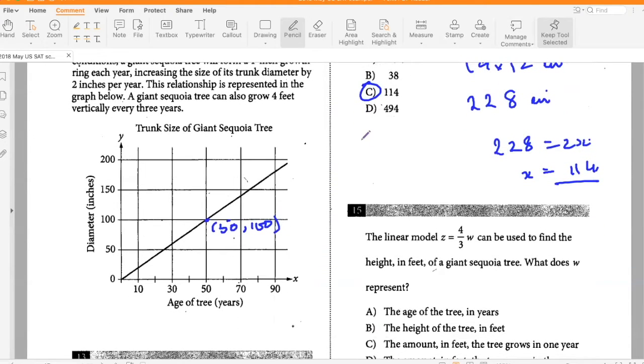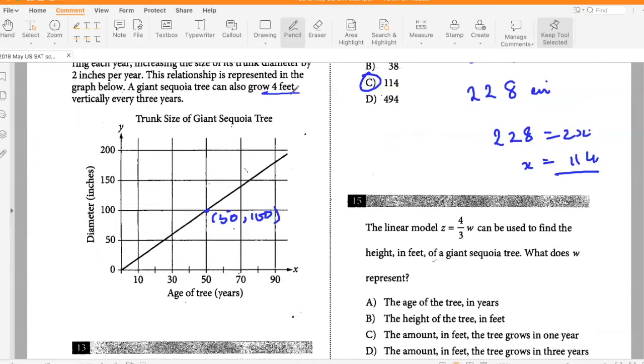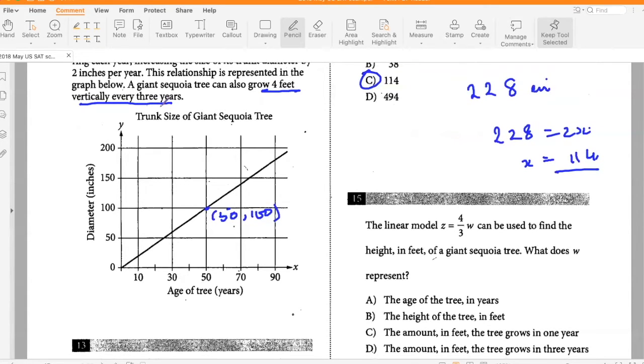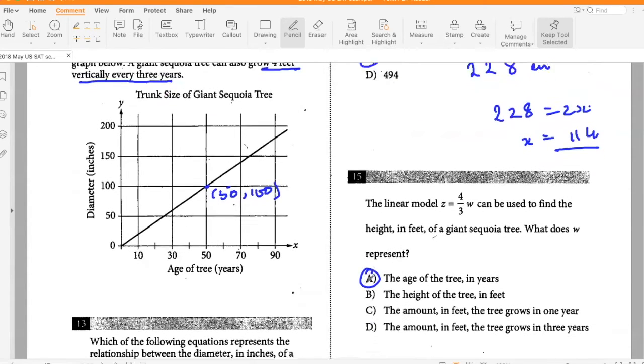The linear model Z = 4/3 W can be used to find the height of a giant Sequoia tree. What does W represent? Okay, so it can grow 4 feet every 3 years. So then W will be the age of the tree in years, option A.